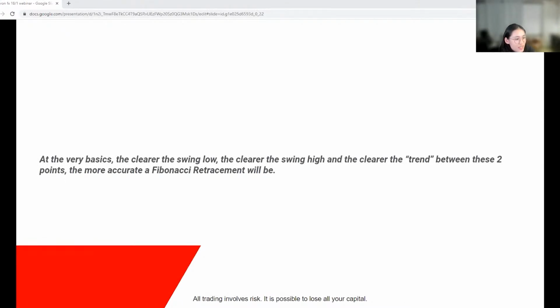Okay, so from the past few slides, this first section, it's important to note that the clearer the swing low or swing high, the clearer the trend between the 2 points, the more accurate your Fibonacci retracement will be. So that should be the main takeaway from the first few slides.